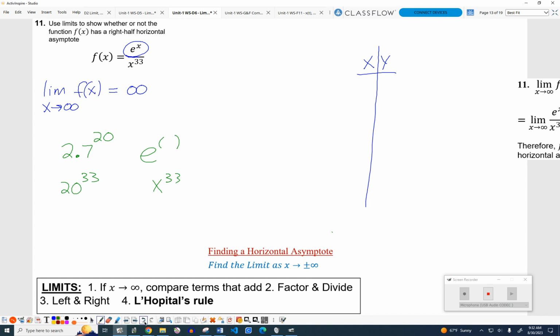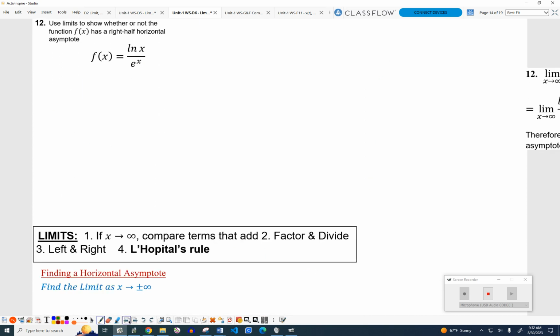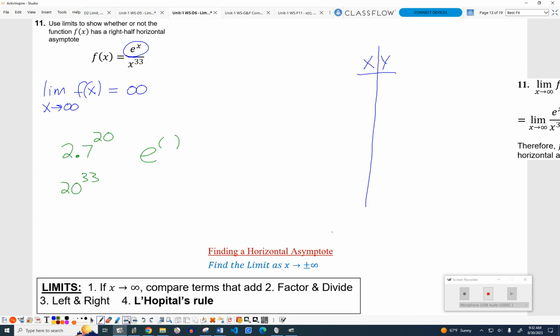The e to the exponent will get so much larger than something to the 33rd power that this whole thing is heading towards infinity. It may not be intuitive. You have to take out your calculator and just try it, but you'll see that it will overwhelm it.